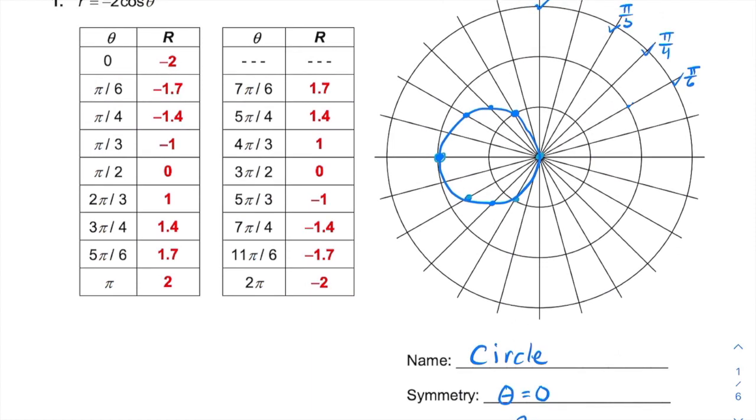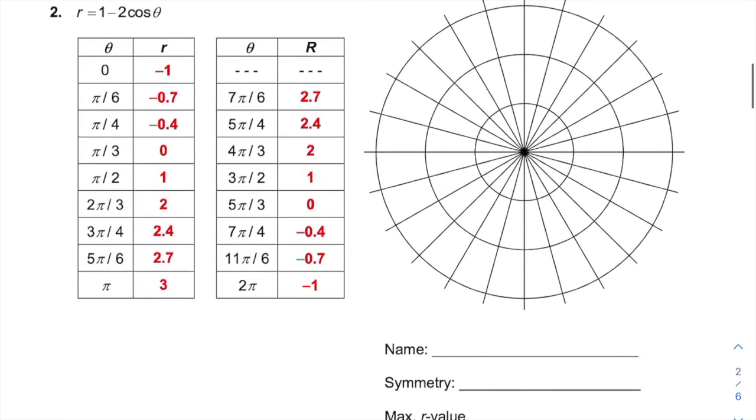So nice thing to notice here is that when I had R equals -2 cosine of theta, that gave me the graph of a circle. So we'll see as we get into these more some trends with the equations and the graphs they produce. Let's look at another type of graph. This next one is 1 minus 2 cosine theta.